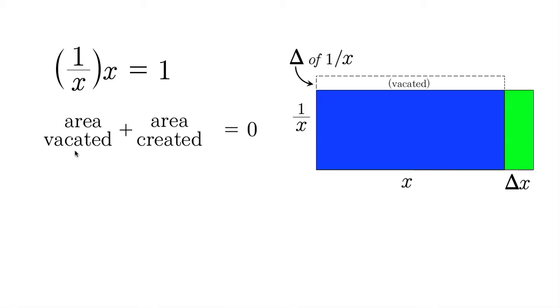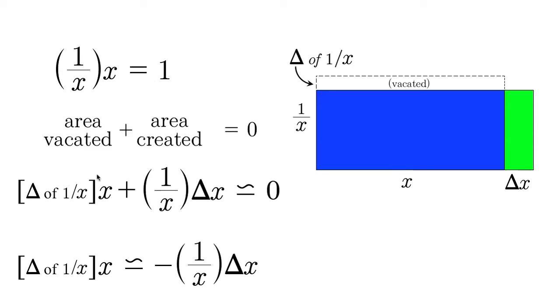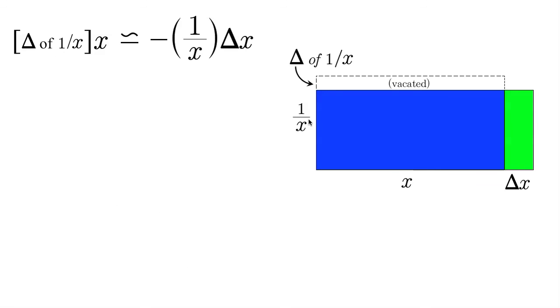And let's see exactly what these are. The area vacated, that's the height here, delta 1 over x times x. On this side, the green, the height is 1 over x, the width is delta x, so we get this. This is the key relationship. We'll subtract this from both sides, and we get this. I'm going to get rid of the other stuff just because that's the key relationship. The change in 1 over x times the full amount of x is equal to the negative of the change in x itself times the full amount of 1 over x. That's the key relationship, and the rest was just some simple algebra.